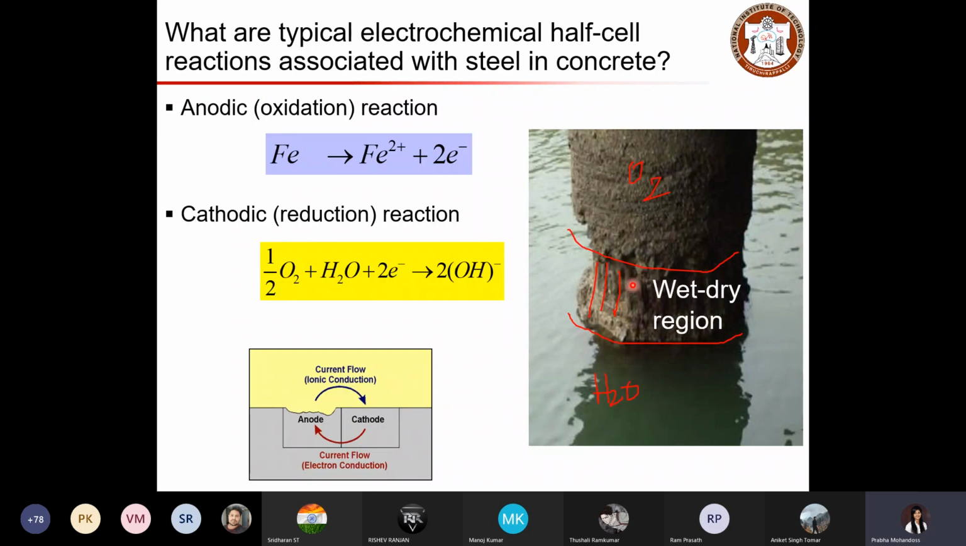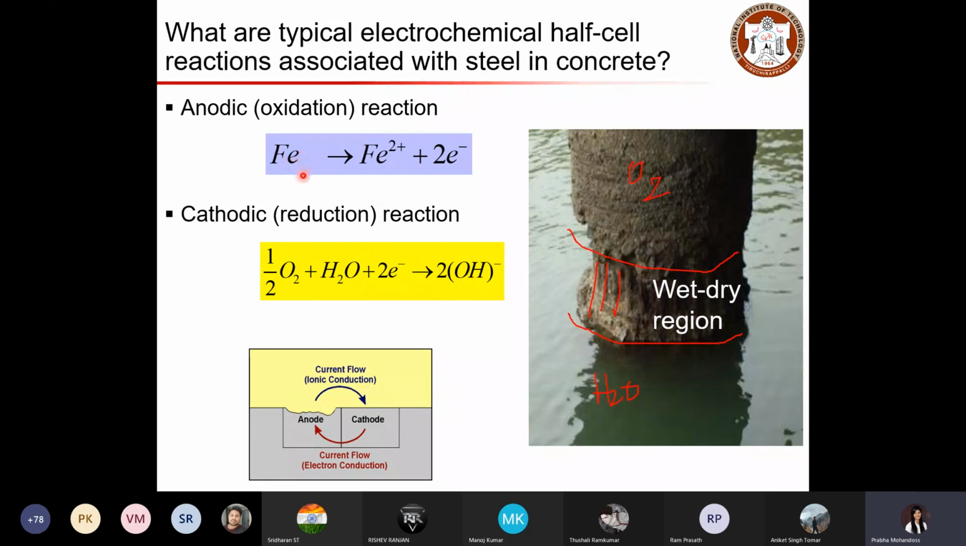This portion will constantly be exposed to both moisture and oxygen, whereas this portion will be subjected to only oxygen, and this portion to only moisture. The region which is subjected to both moisture and oxygen will start corroding. For corrosion to occur, you need to have both oxygen and water. So when you have such a favorable scenario for corrosion, you will start observing such an anodic reaction taking place.